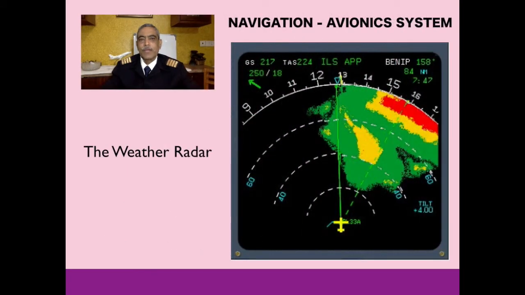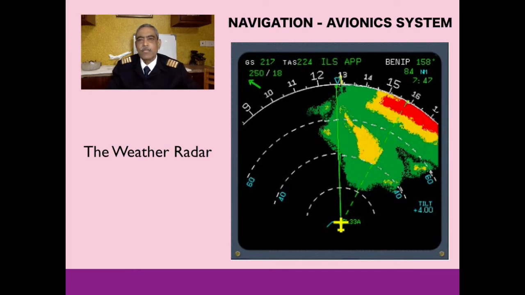Here I have shown the picture of a weather radar and the picture which is presented to the pilot in the cockpit. As you can see, there are some red patches, yellow patches, and green patches. These indicate different degrees of turbulence in the atmosphere, and the red areas are the ones which the pilot will surely avoid.